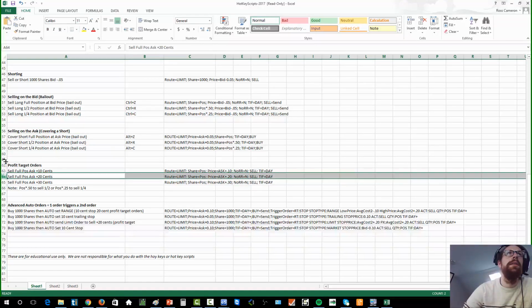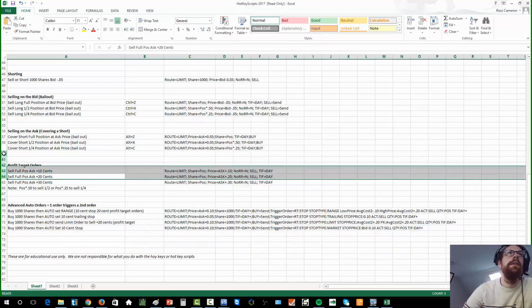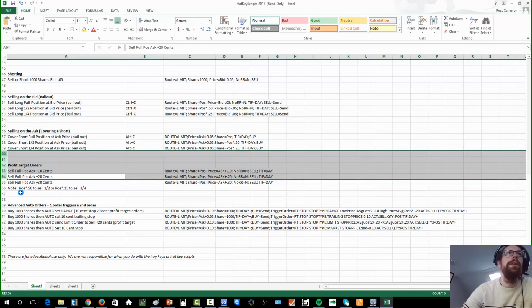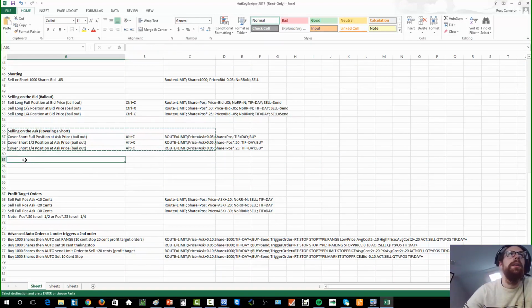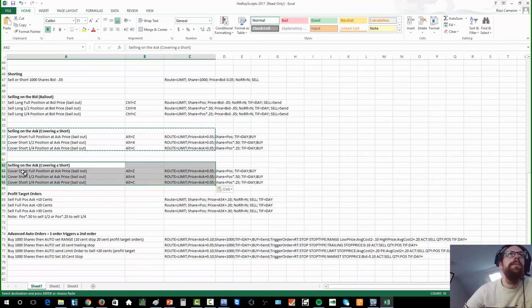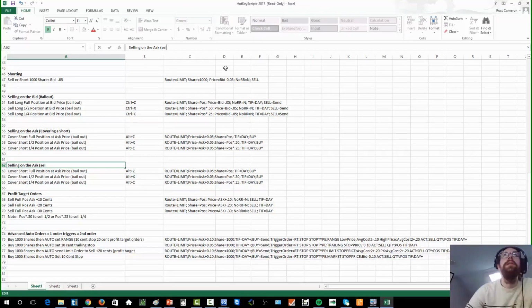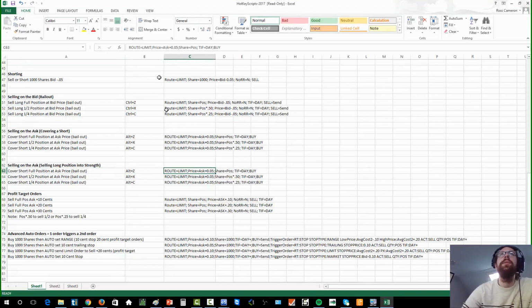and I'm going to insert rows above, copy, paste. Okay, so selling on the ask, selling long position into strength. These hotkeys would be route equals limit, price equals ask, no offset. Position equals 1, that position equals the whole thing.